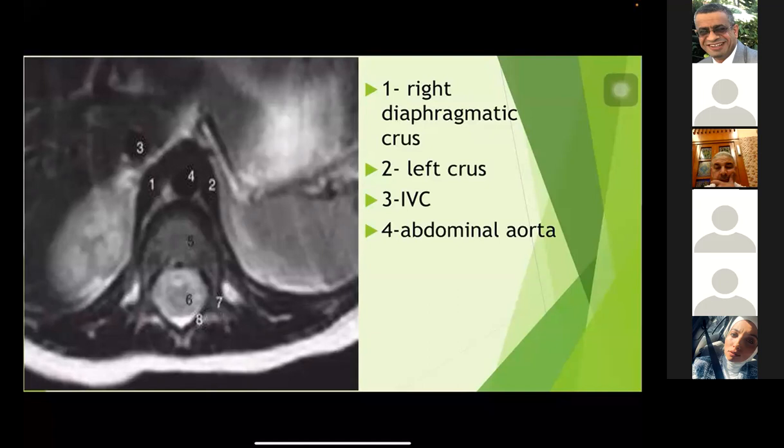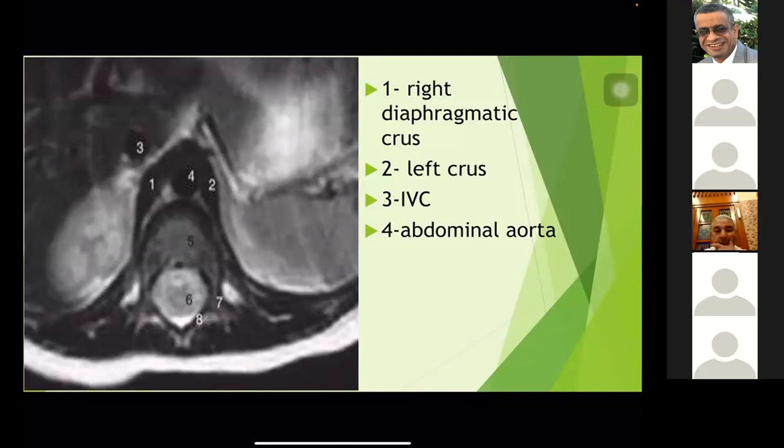Number five, vertebral body. Body of the vertebra.